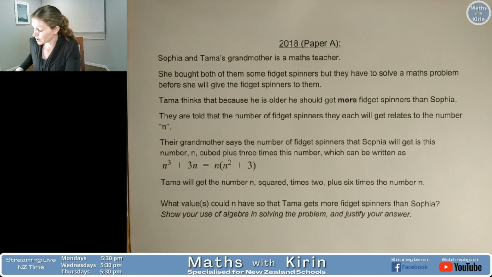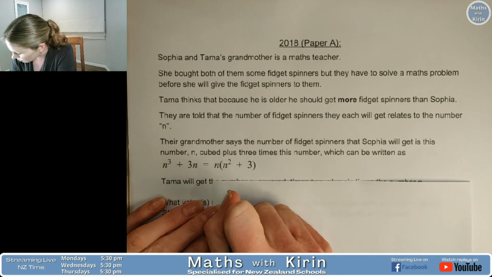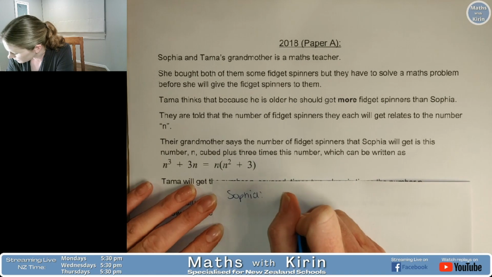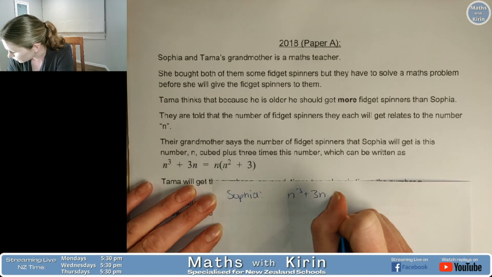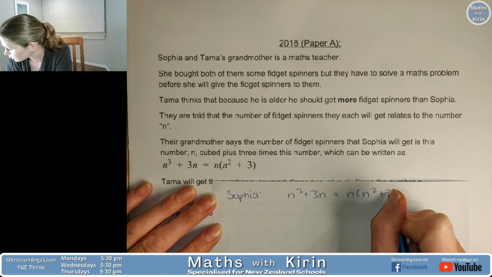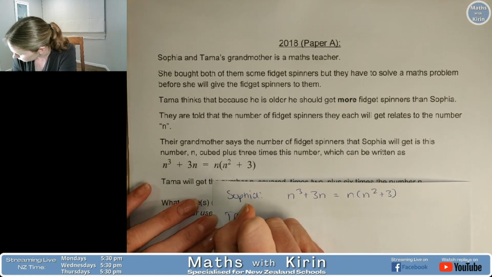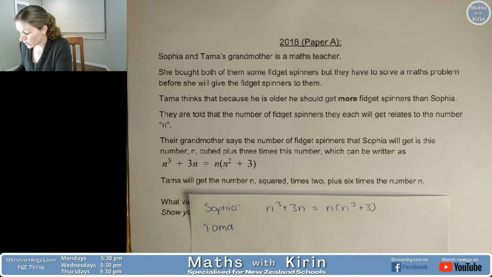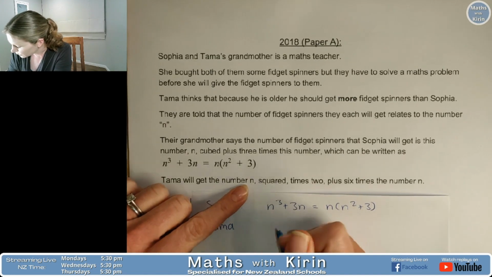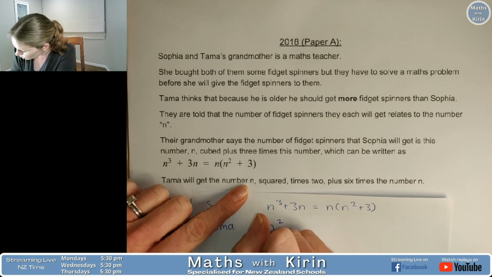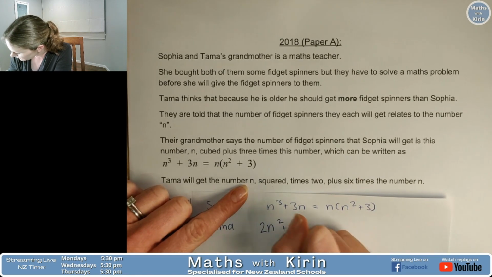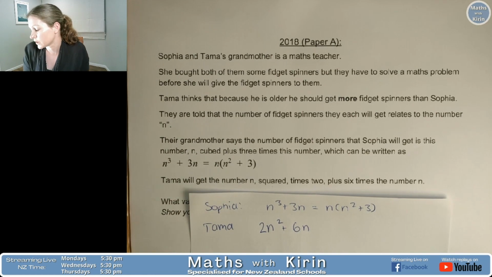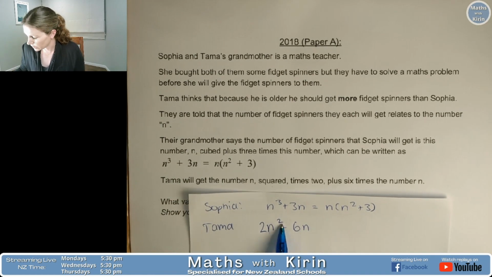So we know that Sophia, and we can write this down on our piece of paper, is getting n cubed plus 3n, which we're told is the same as n times n squared plus 3. Tama, they haven't given us the equation, but they've told us, so we need to put the words into a mathematical equation. So Tama will get the number n squared times 2 plus 6 times the number n. He's going to get 2n squared plus 6n.